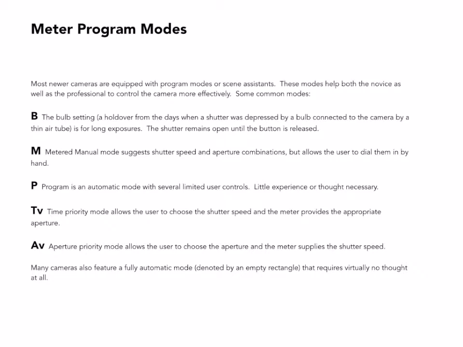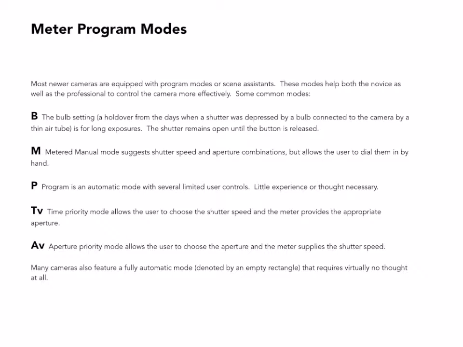Meter program modes. Most newer cameras are equipped with program modes or scene assistants. These modes help both the novice as well as the professional to control the camera more effectively. Some common modes are B. The bulb setting, a holdover from the days when a shutter was depressed by a bulb connected to the camera by a thin air tube, is for long exposures. The shutter remains open until the button is released.